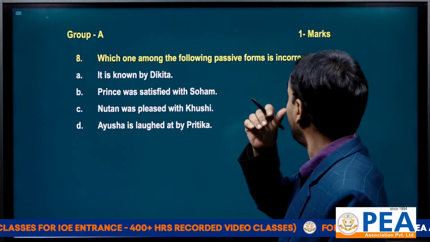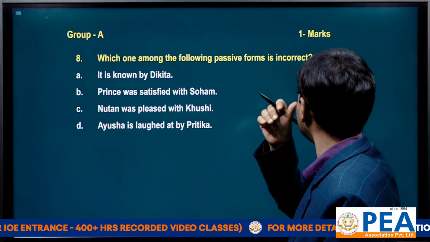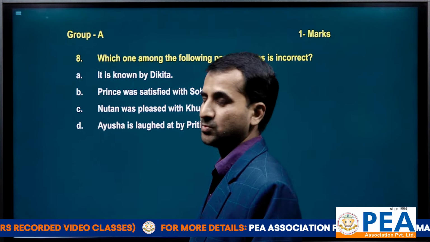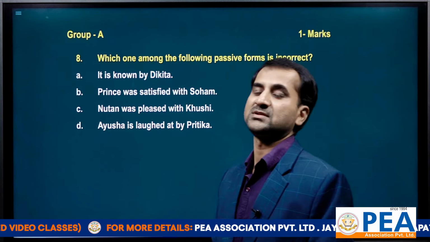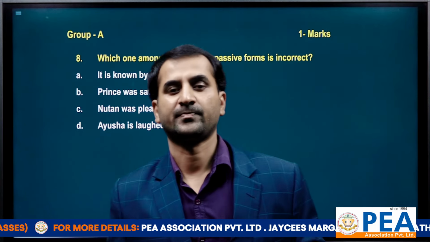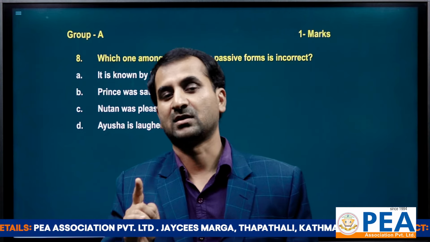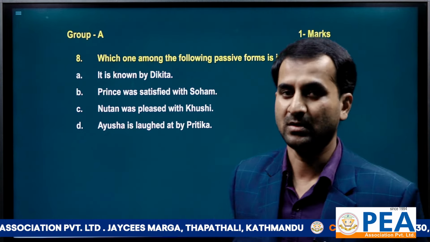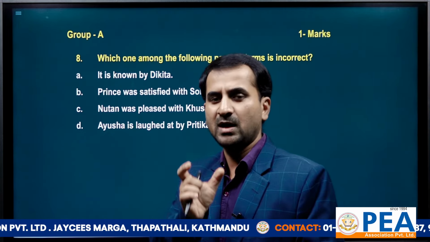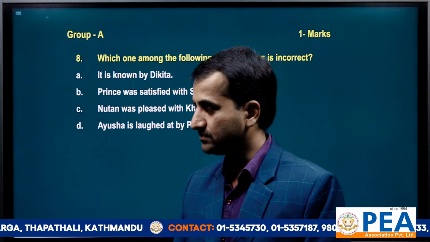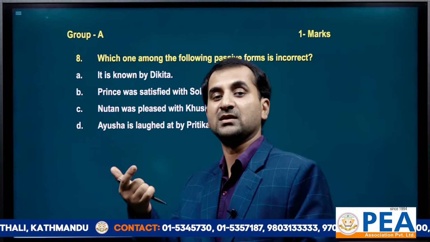Which one among the following passive forms is incorrect? Now these questions are from the passive voice. Here you have to study. You need to know that all verbs do not take by after them in passive form. For example, Ram eats rice. The rice is eaten by Ram. Here eaten has taken by after it.